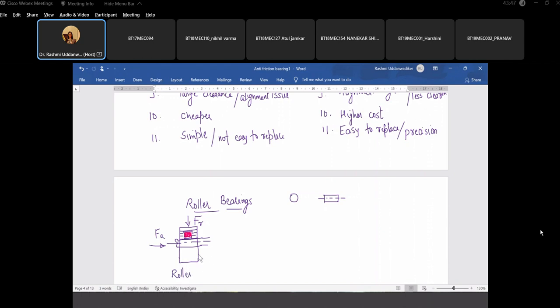Now there are variations in the roller bearing. If you want it to withstand more axial load than radial load, that is, if FA by FR, this ratio, is high, which means high axial load, then a tapered roller bearing is used.